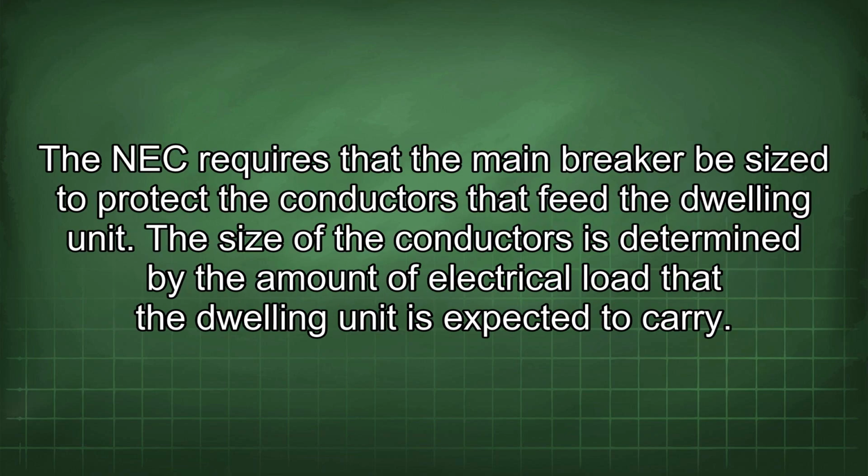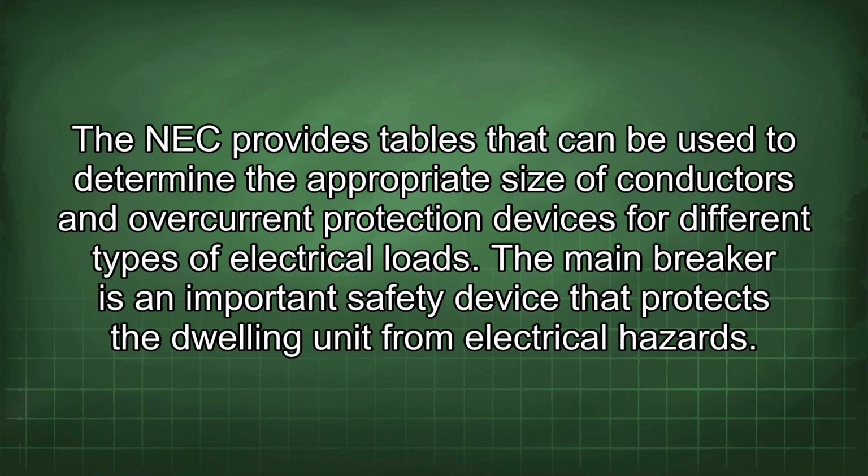The NEC requires that the main breaker be sized to protect the conductors that feed the dwelling unit. The size of the conductors is determined by the amount of electrical load that the dwelling unit is expected to carry. The NEC provides tables that can be used to determine the appropriate size of conductors and overcurrent protection devices for different types of electrical loads.